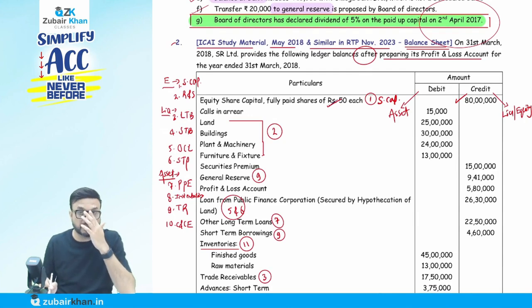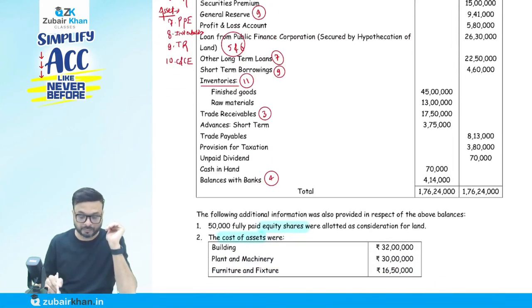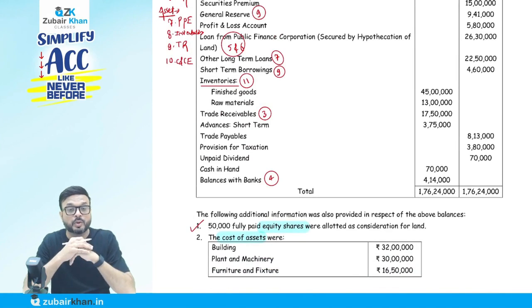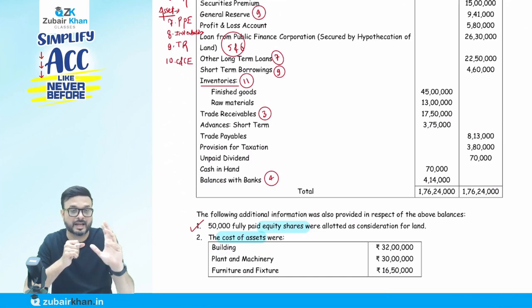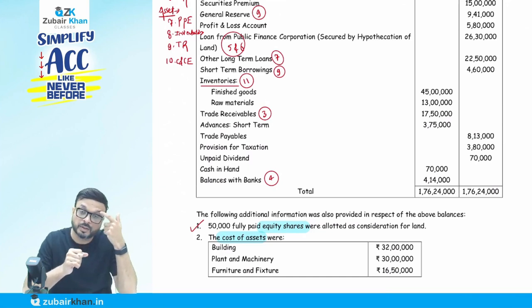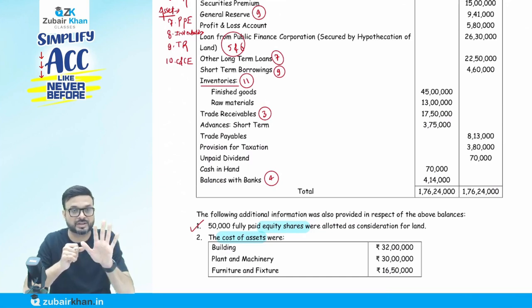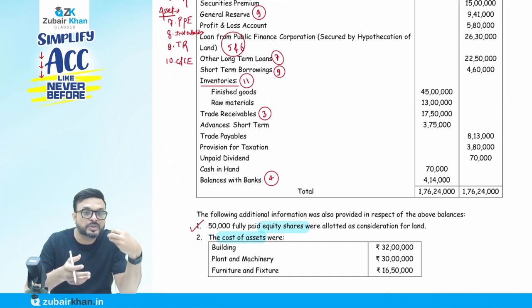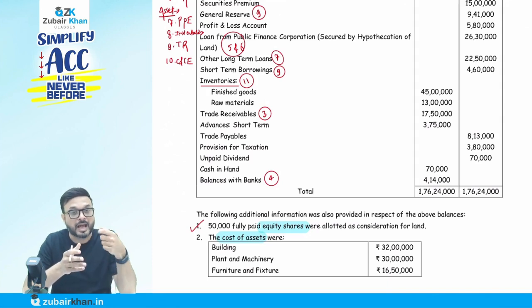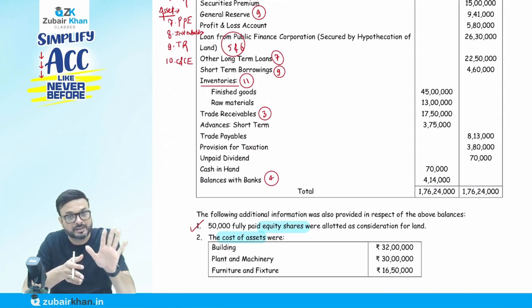Okay, but something is mentioned in point number 1. What is mentioned in point number 1? 50,000 fully paid equity shares were allotted as consideration for land. What does it mean here? In the past, you issued 50,000 shares and in return, you didn't get cash, you received land. So basically it is nothing but consideration other than cash. This is what they are trying to tell you. So in the past, they issued 50,000 shares, and for that they didn't receive cash. They received land.